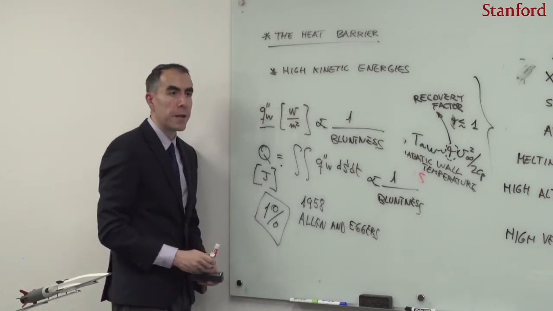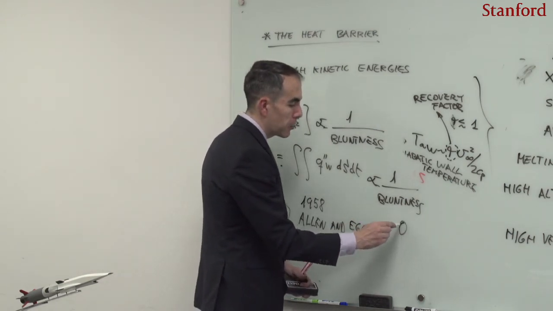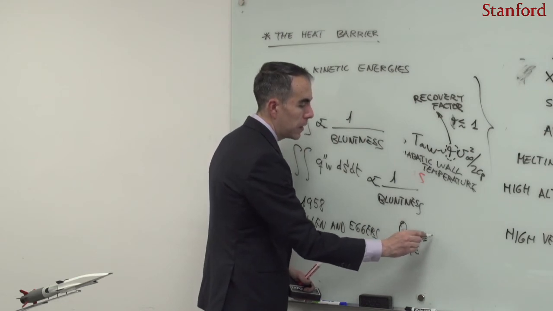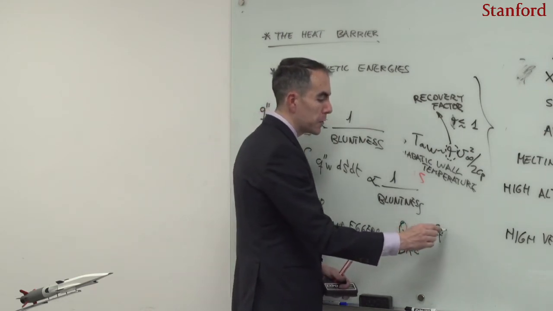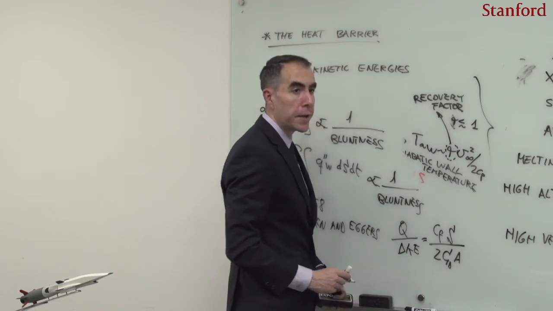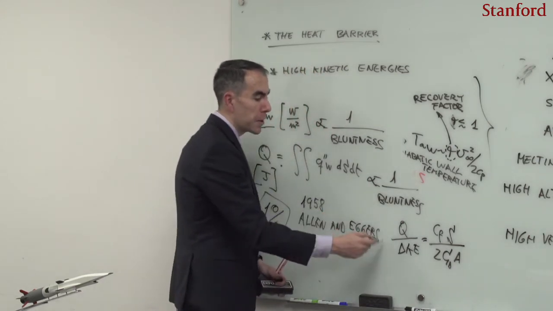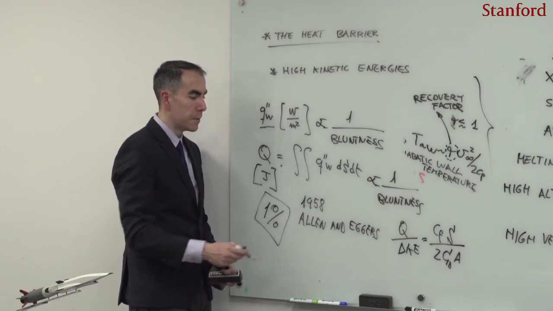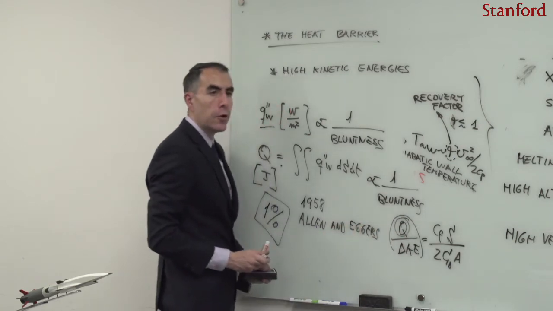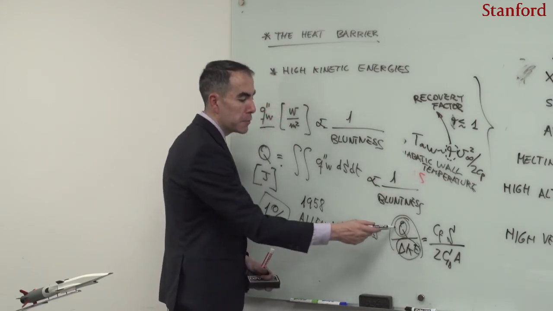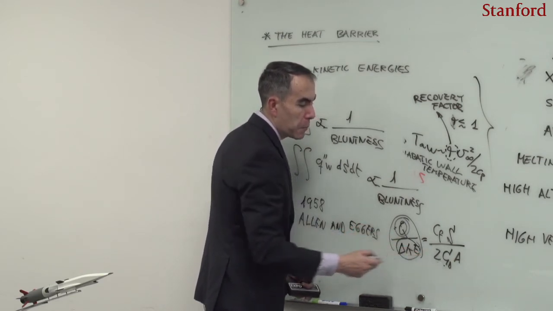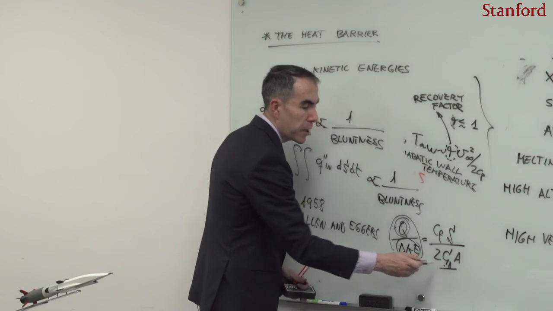The fraction of heat that is absorbed by the spacecraft can be approximated, following the study of Allen and Eggers, as the skin friction multiplied by the wetted surface and divided by twice the drag coefficient on the frontal area of the spacecraft. So this is a fundamental result of the theory of Allen and Eggers that we will see later. This ratio establishes that only a fraction of the variation of kinetic energy is absorbed as heat by the spacecraft. And that fraction is inversely proportional to the frontal area and inversely proportional to the drag coefficient.